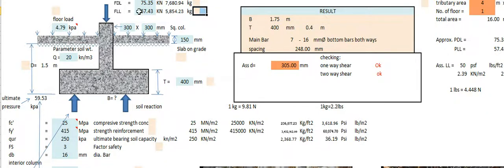Live load is load that can change over time, such as when people are walking around in a building. Anything in a building that is not fixed to the structure. In this example we have a live load of 57.43 kN, with a kilogram conversion for visualization.